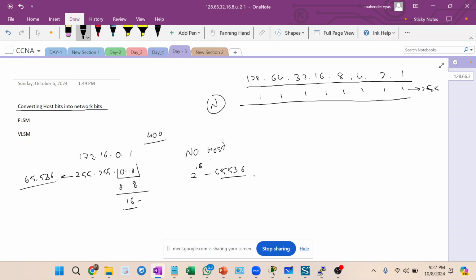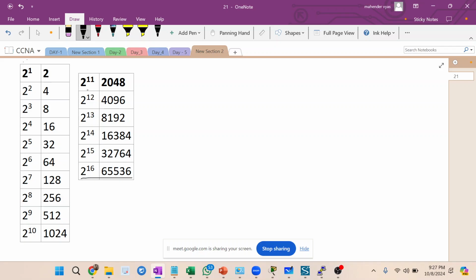Now I don't want 65,000. I want only 400. Let's see where 400 comes in 2 power. 400 comes here. If our requirement is 400, we cannot take 256. We need to take at least 512, the higher number. Is it clear? If I take 2 power 8, I am getting 256 users only. But my requirement is 400, greater than this. If I take 2 power 8, my requirement is not going to be fulfilled.